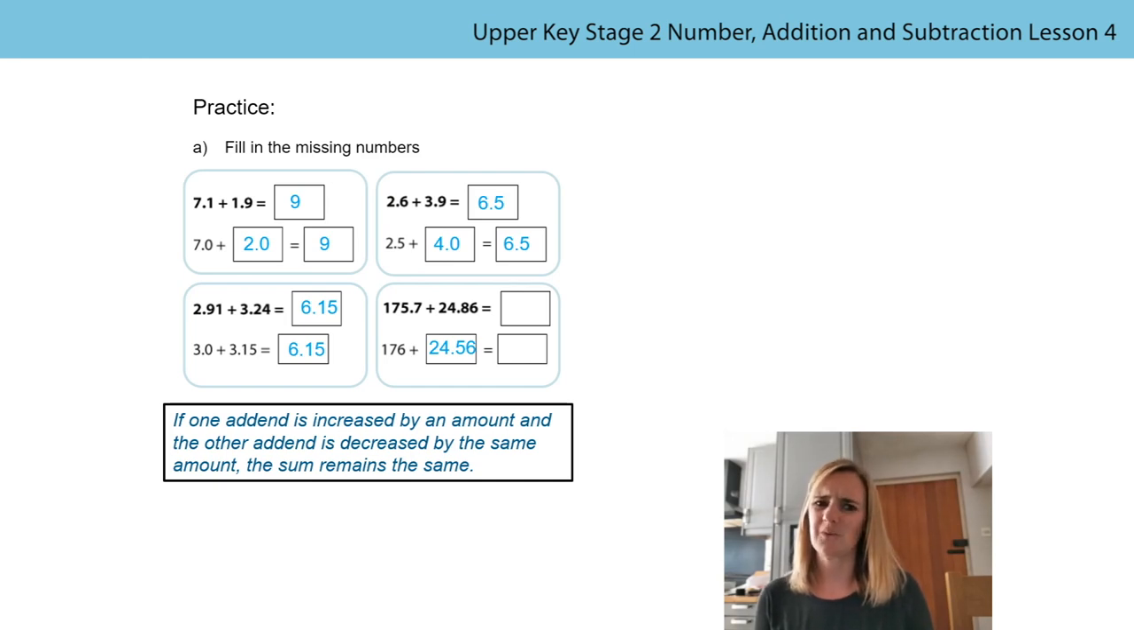I've still got to think quite hard, to be honest, but I do know my number bonds. 176 add 24 is 200, and then we've got that 0.56, so it's 200.56, and therefore the other calculation has exactly the same sum.